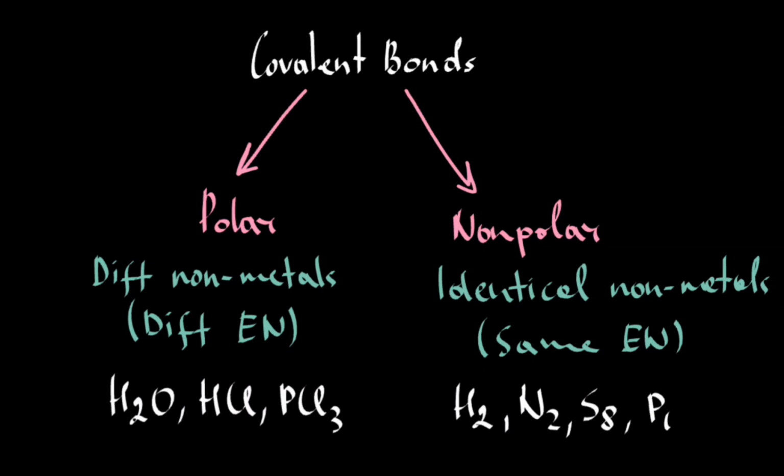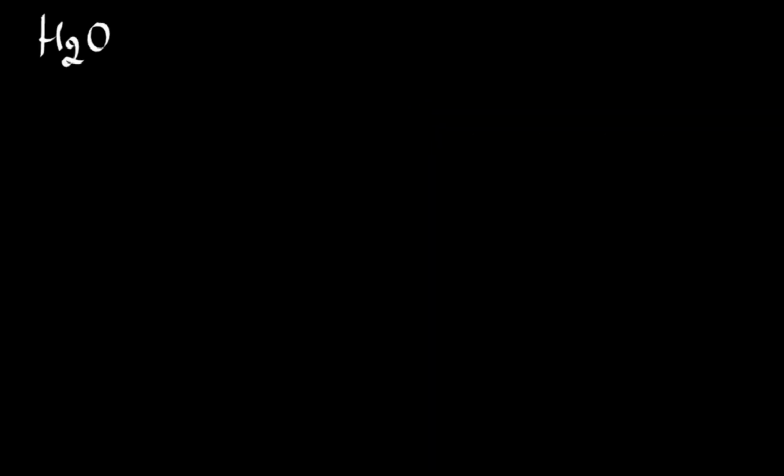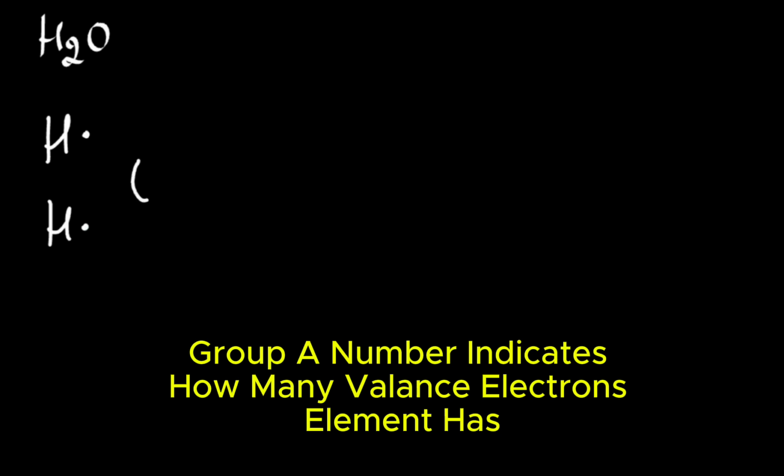Now let's learn how covalent bonds are created, and let's start with polar covalent bonds. To write covalent bond formation, you want to write each element separately and mark their valence electrons. So we have two hydrogens with 1 electron each and oxygen with 6 valence electrons. These electrons are called lone pairs, and they do not participate in covalent bond formation. We're only interested in unpaired electrons.